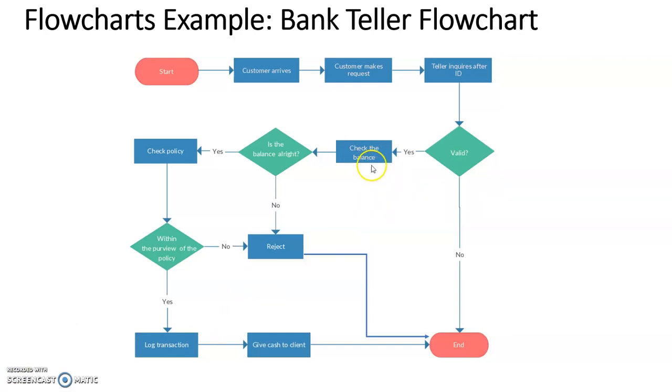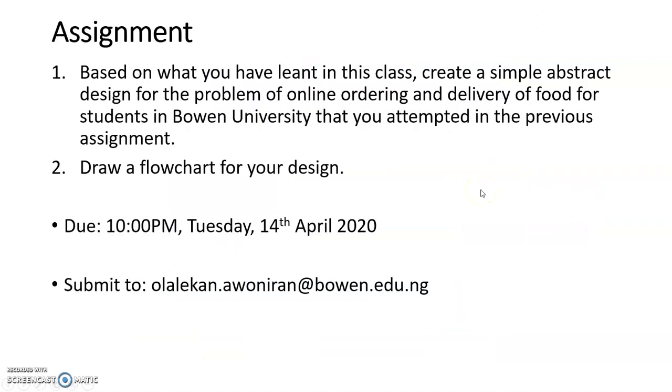Okay, so there was actually an arrow here that wasn't supposed to be there, so I had to take it out. So that's why I actually paused the recording. So we asked was to check the balance. If the balance is alright, you check the policy. If the balance is not right, you reject it. And if the policy is within the purview, then you log the transaction. Then you give the cash. If not, you reject again. Then you end the program. Of course, the algorithm is not implemented, so it's still an algorithm using a flowchart. So that's an example of a flowchart.